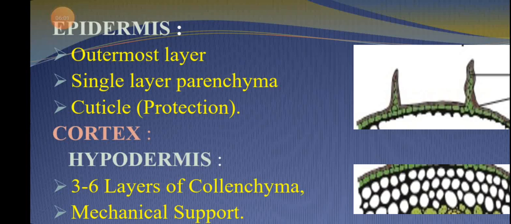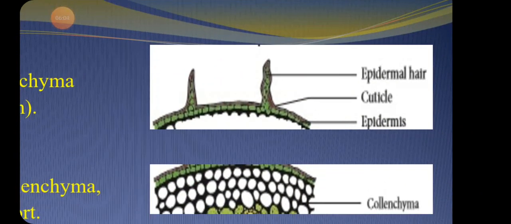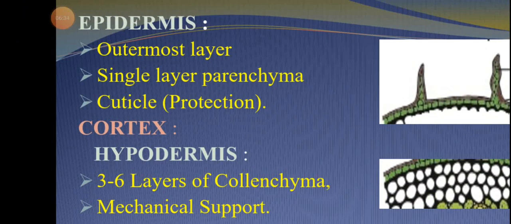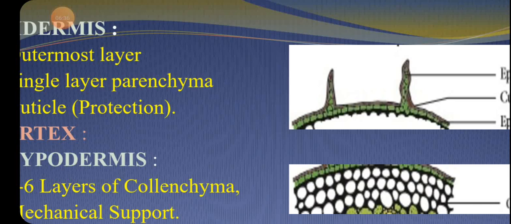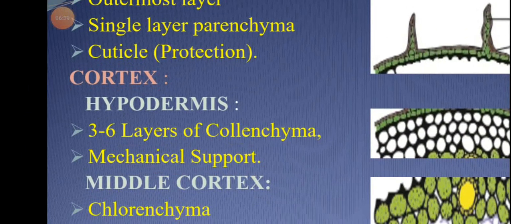Then see the picture. A small outer coating is also present, that is the cuticle, and some hair-like regions are also present, that is the epidermal hair. The epidermis is the layer in which the cuticle coating is present. The cuticle coating serves a protective function, and the epidermal hairs also protect from some defense, from some harmful effects.